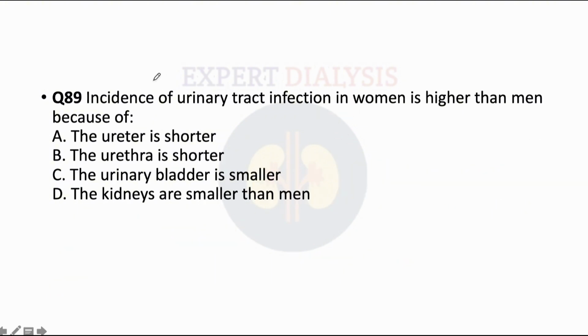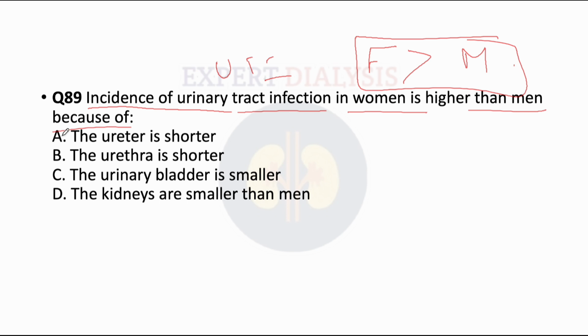Moving to the next question, it says the incidence of urinary tract infection, that is UTI, in women is higher than men. So the rate will be higher in females compared to males. And what will be the reason? The first option says the ureter is shorter. Option B says the urethra is shorter. Option C says the urinary bladder is smaller, and option D says the kidneys are smaller than in men.